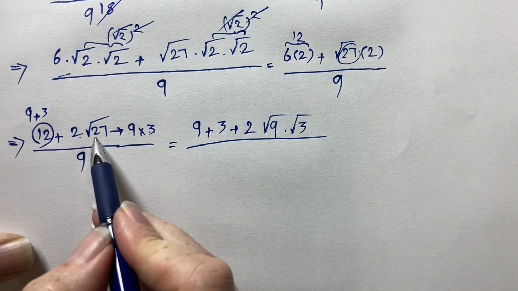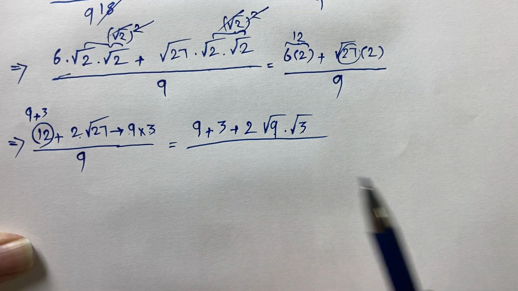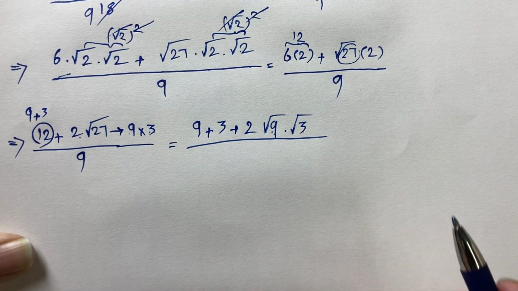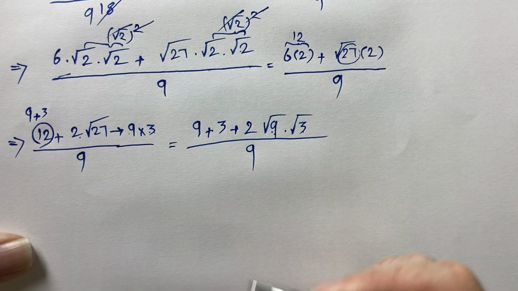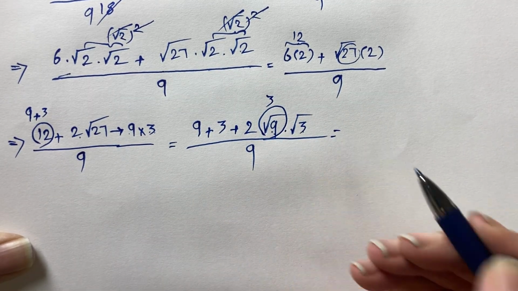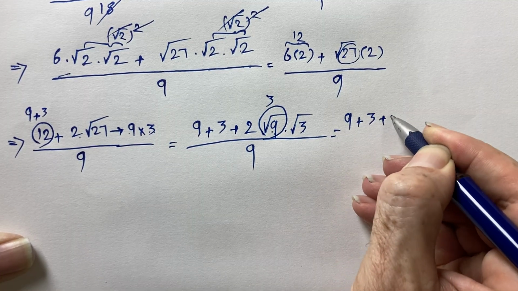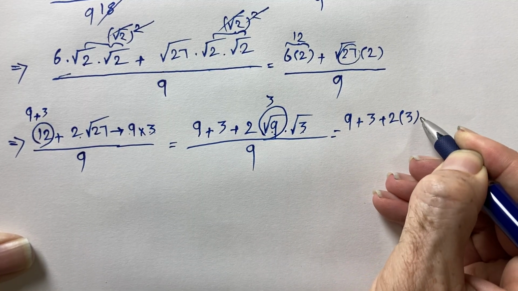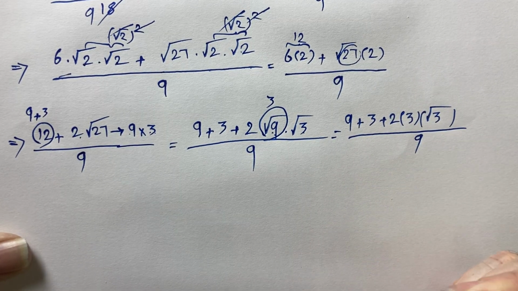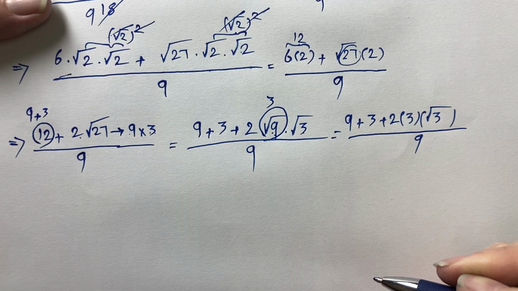Look, instead of second root of 27, I write second root of 9 times second root of 3, and you know second root of a times b is second root of a times second root of b, over 9. Second root of 9 is 3. So I write it here, 9 plus 3 plus 2 times 3 times second root of 3, over 9. What is this? How can we continue the solution?